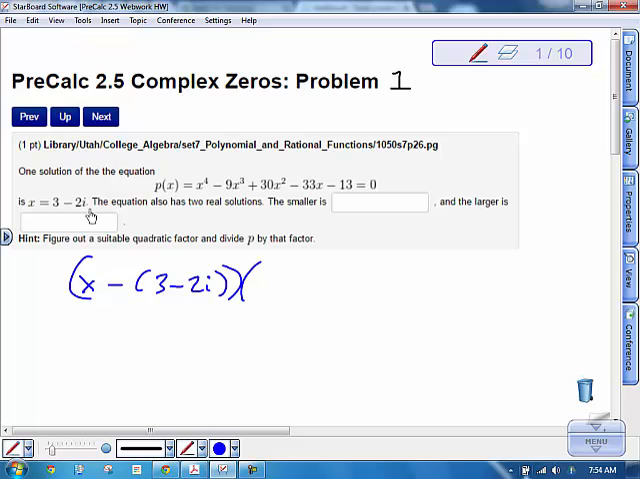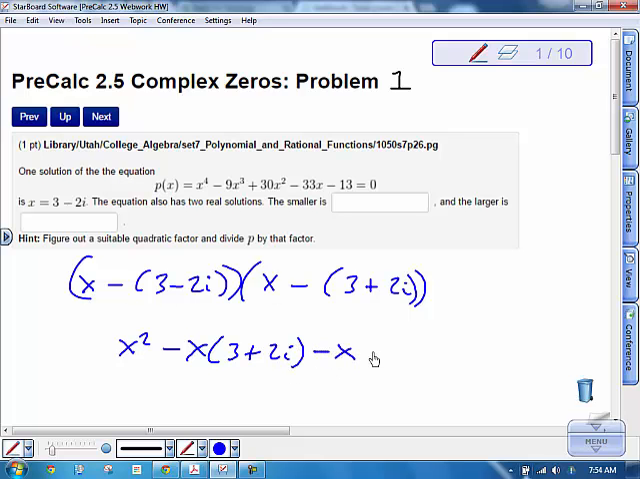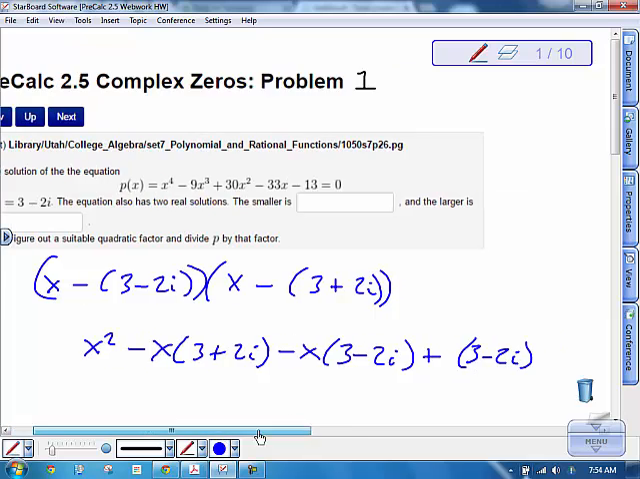Because x minus the zeros are always factors of the polynomial. Now, if this complex number is a root, so is this one, x minus the conjugate, 3 plus 2i. So if a complex number is a zero, so is its complex conjugate. All right, now if you FOIL this out, x times x gives you x squared, x times this gives you negative x times 3 plus 2i, and then the same thing, minus x times 3 minus 2i, and then last times last gives you a positive 3 minus 2i times 3 plus 2i.